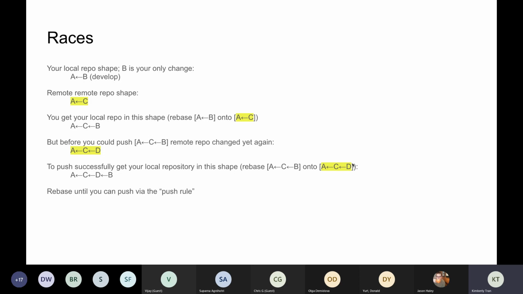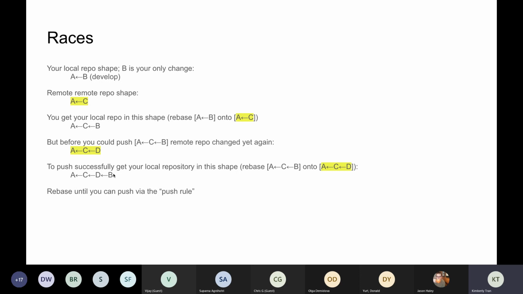And the same rebase mechanism works because they notice that you are both starting at C. B is the only difference. So you take B and you replay it onto AC and D, and you produce AC, D, and B. And this particular commit graph can be successfully pushed because D is reachable from B. Now you can push. Okay.